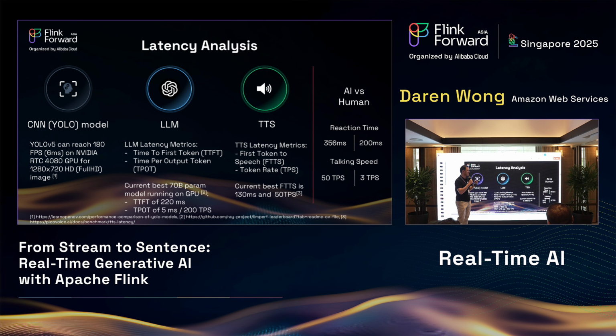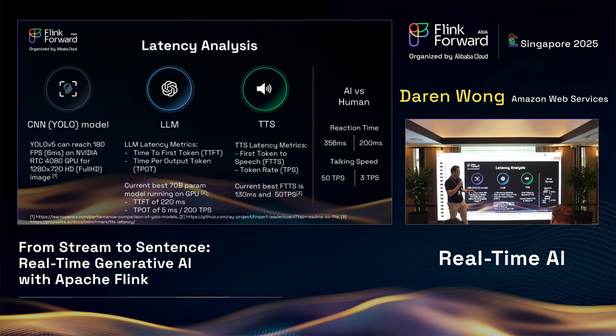So you can think of it as the human response time as well. The second metric to look at is time per output token, or TPOT. What this means is, after the first token has been generated, how long does it take to generate the subsequent token, the next token? Or you can think of it as the human speaking speed. Once you have started saying the first word, how long does it take to speak the second word, the next word?